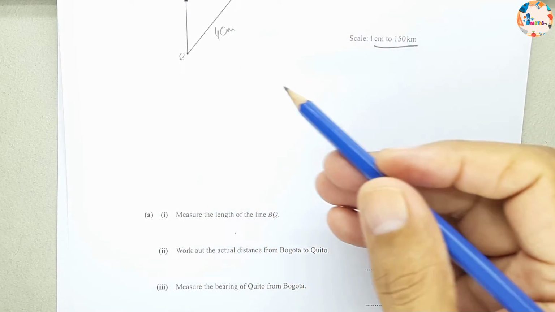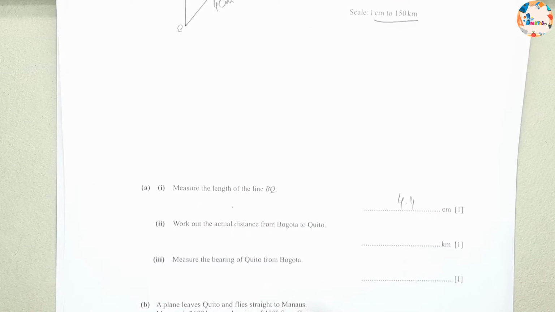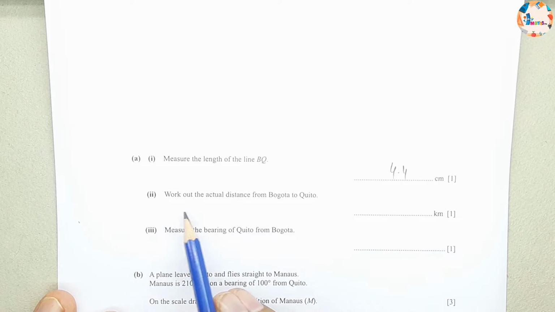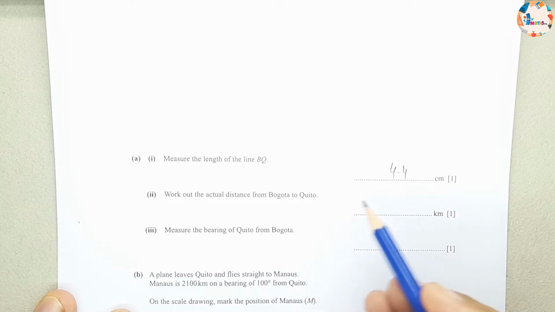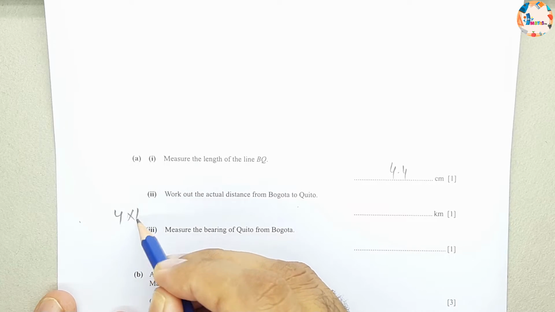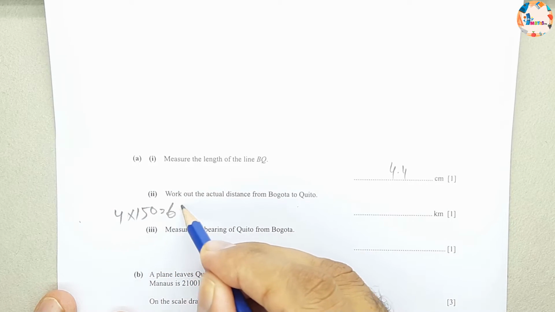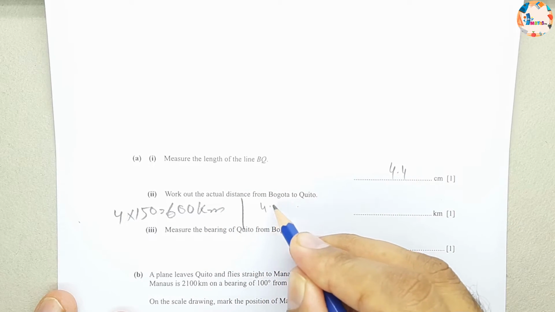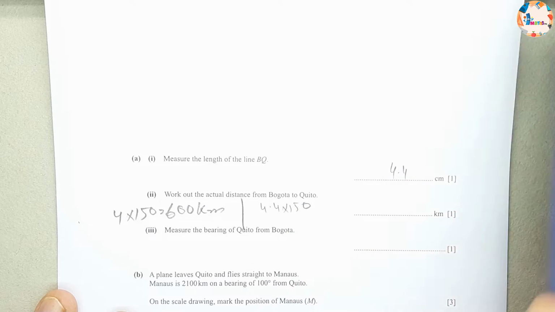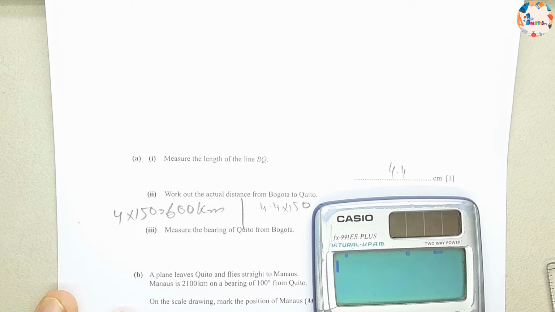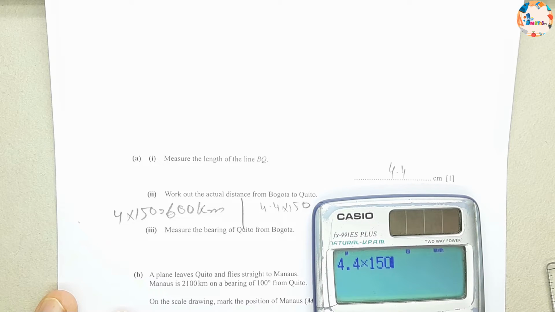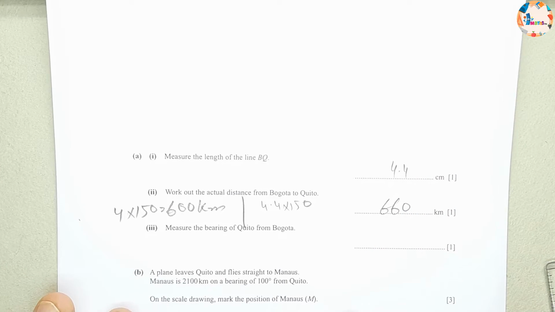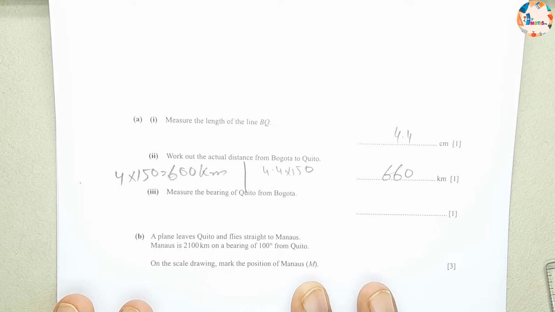So I'll be providing the calculation for this drawing also, and for the other drawing, which is the students' actual drawing, you can say. Work out the actual distance from this. So if we multiply 4 by 150, this will be 600 kilometers. But by the marking scheme, if we take 4.4 into 150, 4.4 into 150 will be equal to 660 kilometers. So I'm giving you both calculations for your understanding.